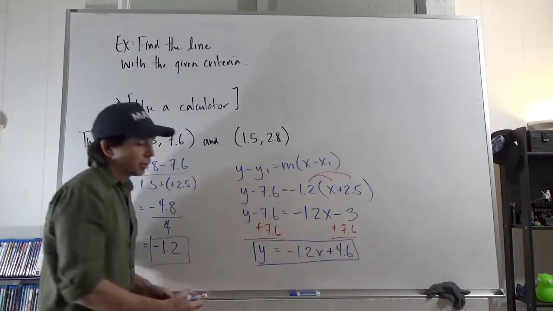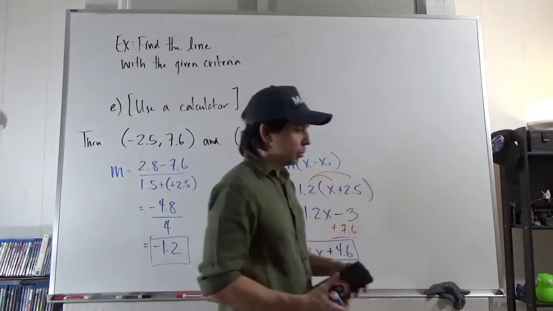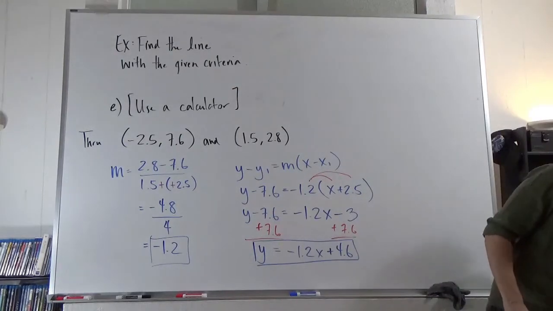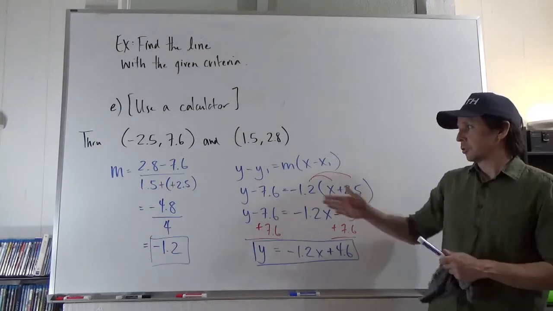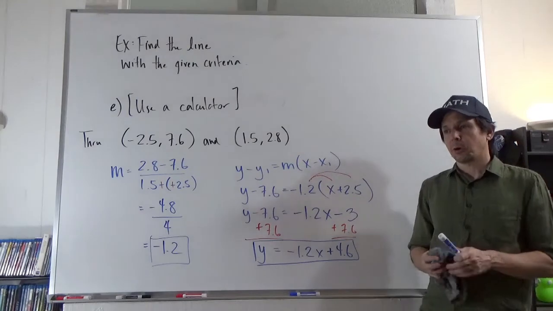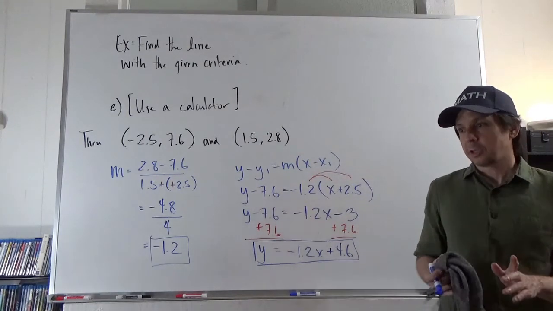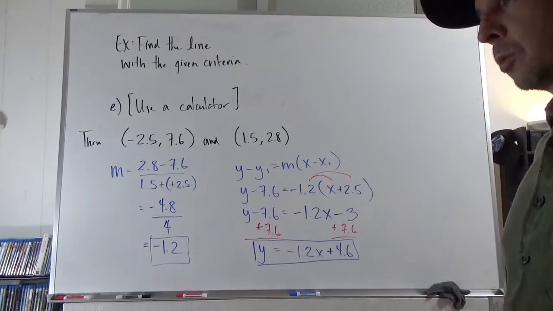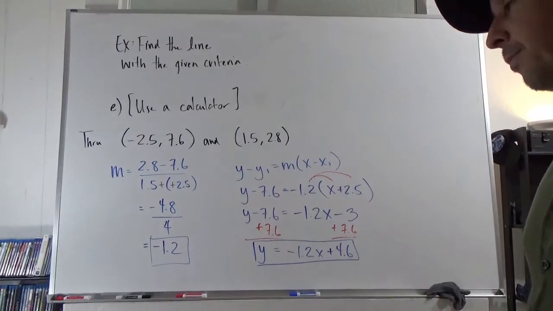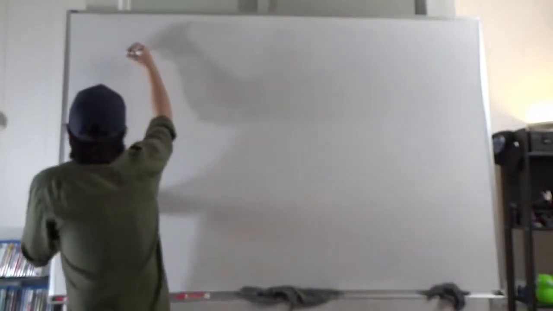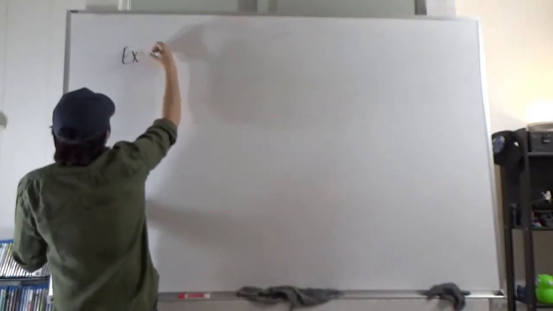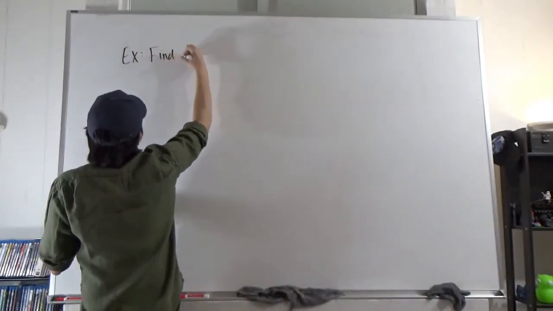So nothing different other than I am expecting to use a calculator to do the computations, but the process is still you doing the exact same thing as before. We got one more type of problem to do. These are tricky. I'm going to pause it here, but I got to worry about this next type of problem. Okay, next problem, we want to find the equation of the line.